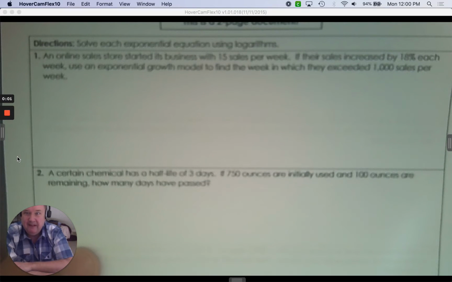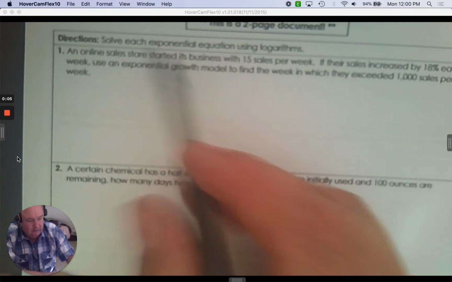Homework. Here is your homework. So starting with question number 1. An online sales store started its business with 15 sales. If their sales increased by 18%, use an exponential growth model. That's what I'm looking for.